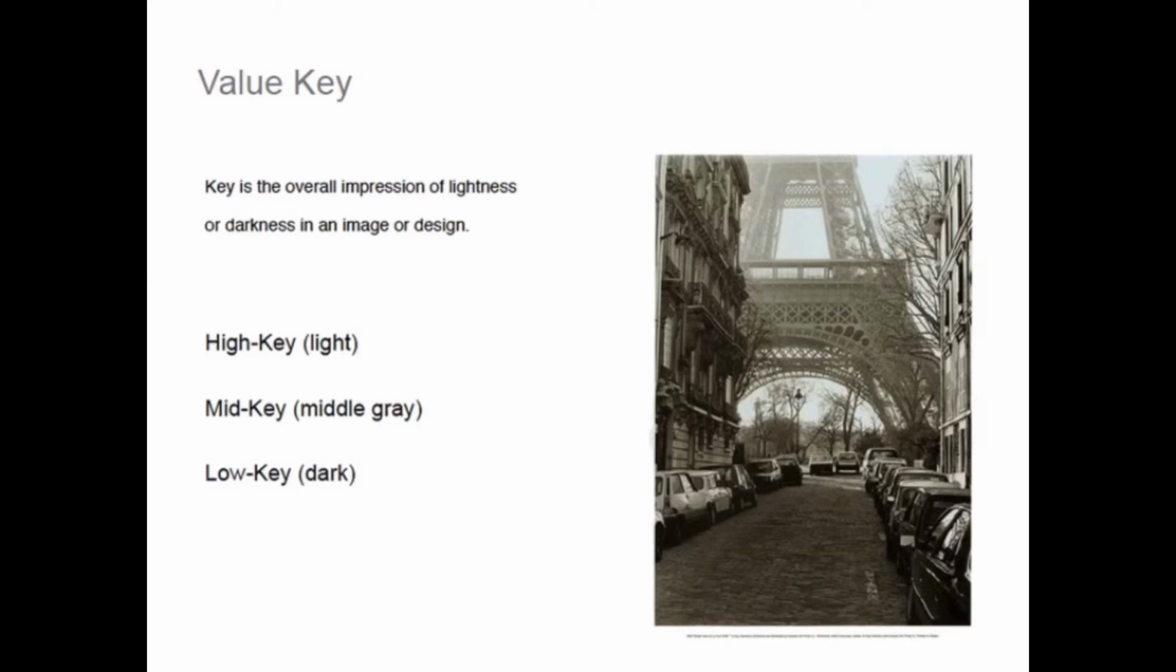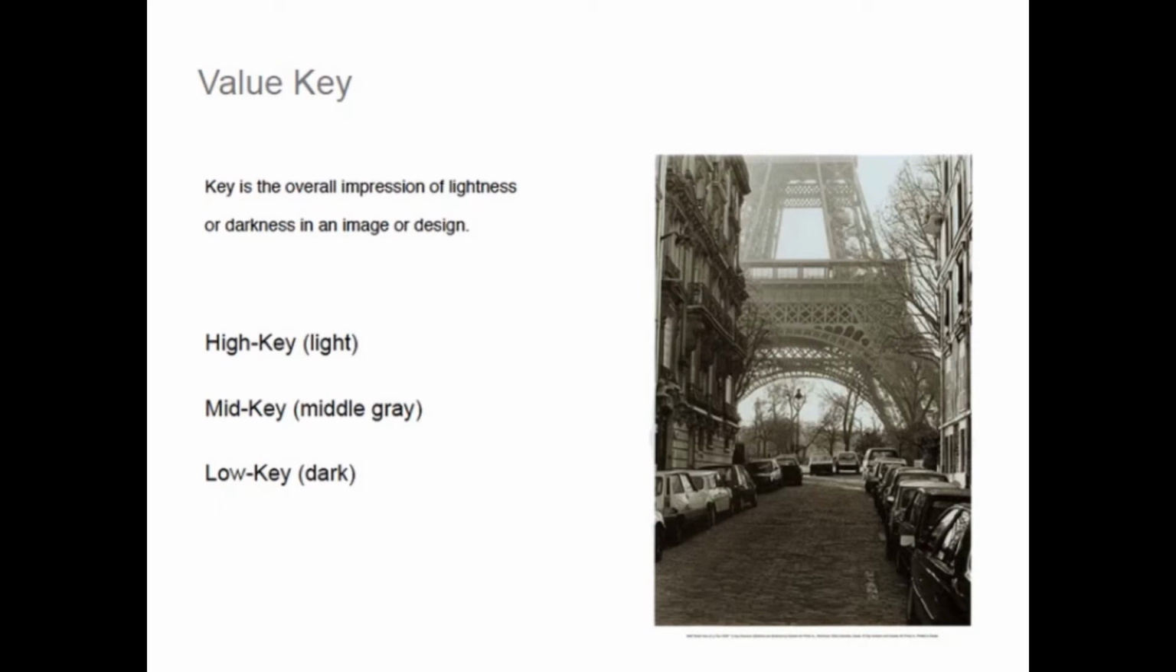Value key is the overall impression of lightness or darkness that's in an image or a design. It's the overall impression. Is the image light? Is it dark? Or is it kind of halfway between? If it's a high key image, that's overall light. A dark image is low key, and mid key dominates on the middle grays. And you can have a full range of value contrast in any one of these different keys.